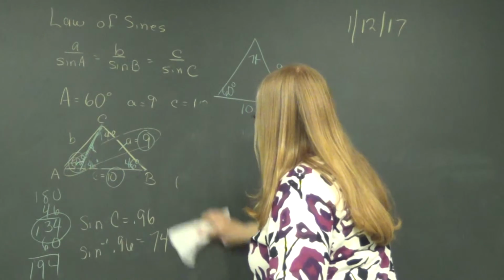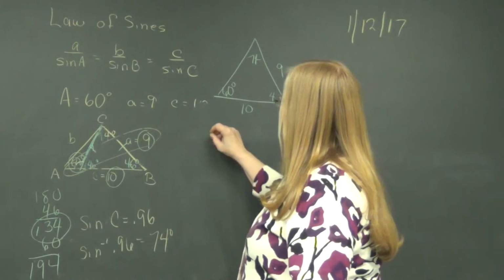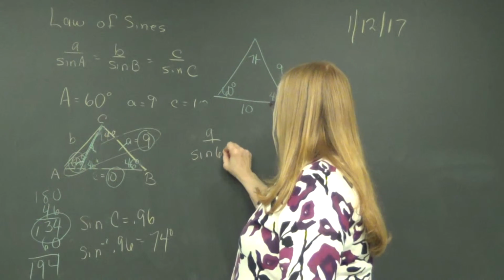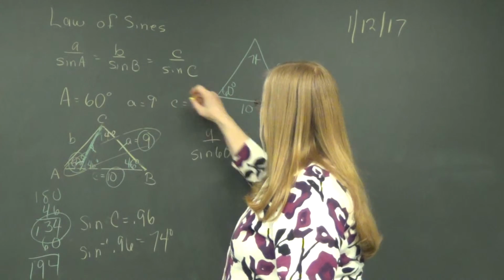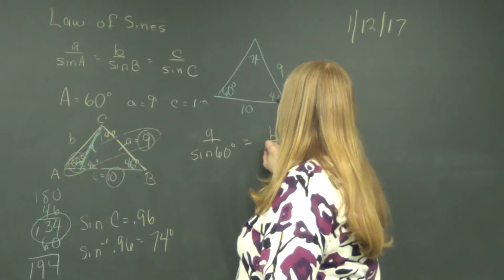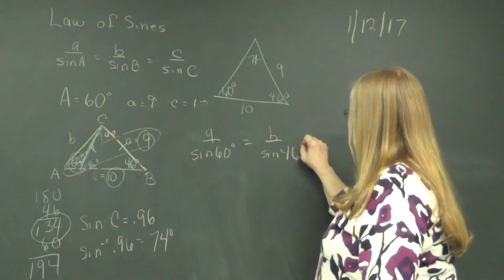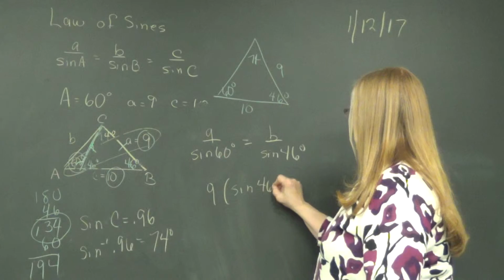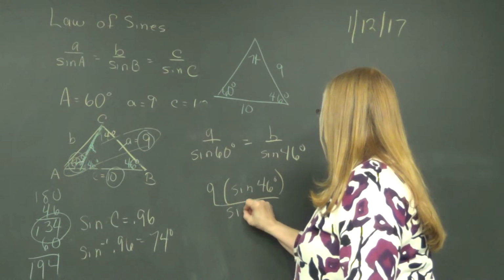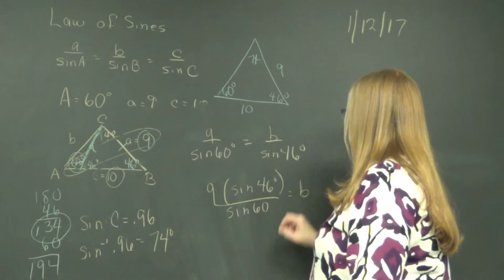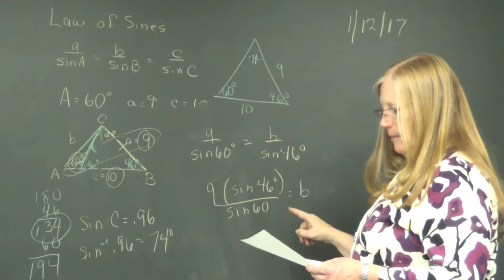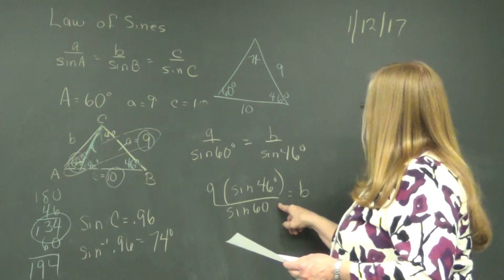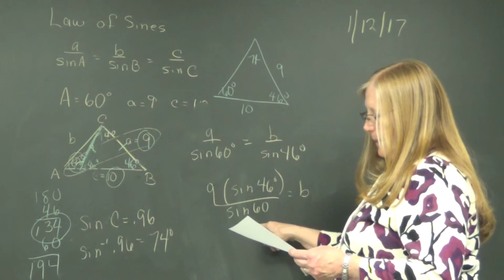Using the law of sines again, I do A over sine A, 9 over sine 60, equals little b over sine of b. I now know b is 46. Multiply both sides by sine of 46, equals b. So I calculate 9 times the sine of 46 divided by the sine of 60.